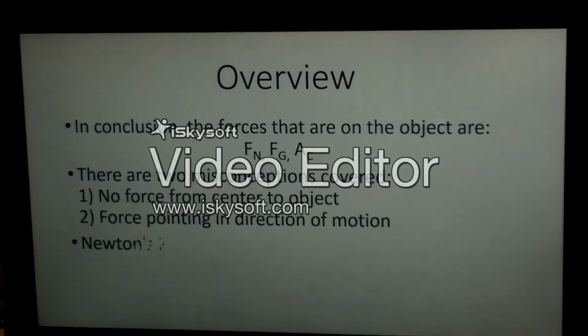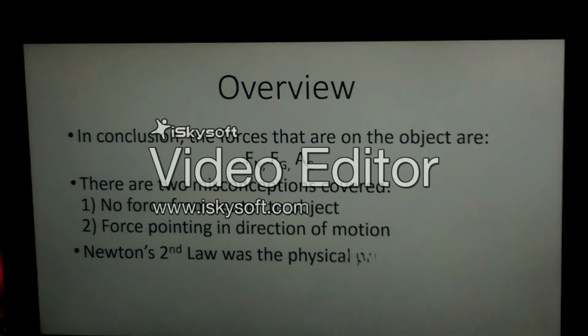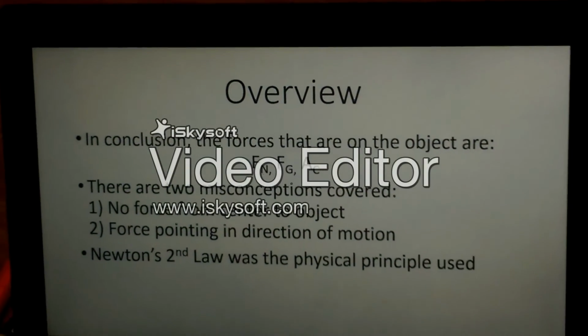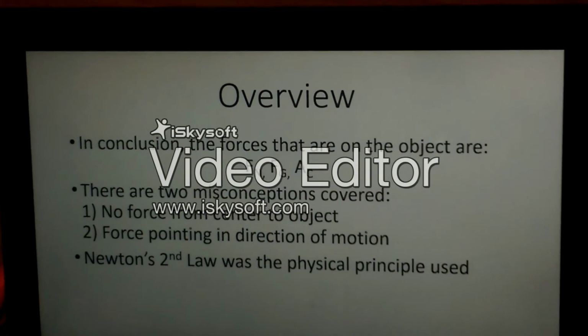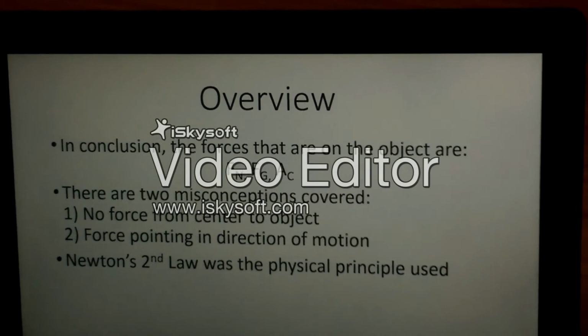People usually think that there is a force from the center of the circle towards the object, and a force pointing in the direction of motion. This, however, is false. We use Newton's second law to help us justify our reasoning.